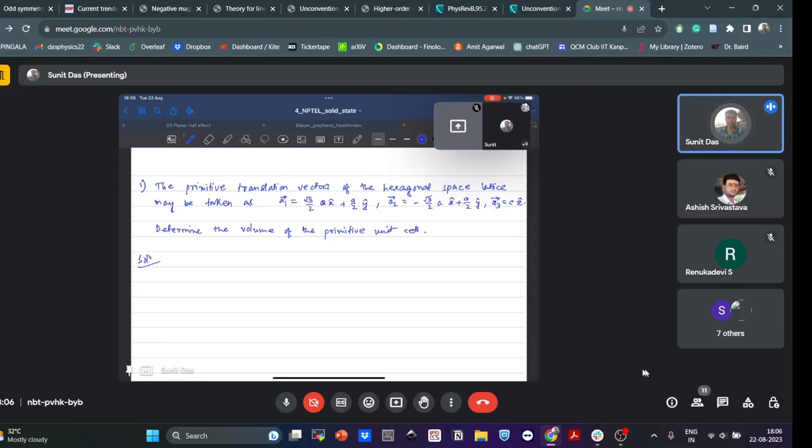Okay. So the primitive translation vectors of a hexagonal space lattice are given, where A1 is this, A2 is this, and A3 is simply Cz. We need to determine the volume of the primitive unit cell. So let's try and then I will solve.